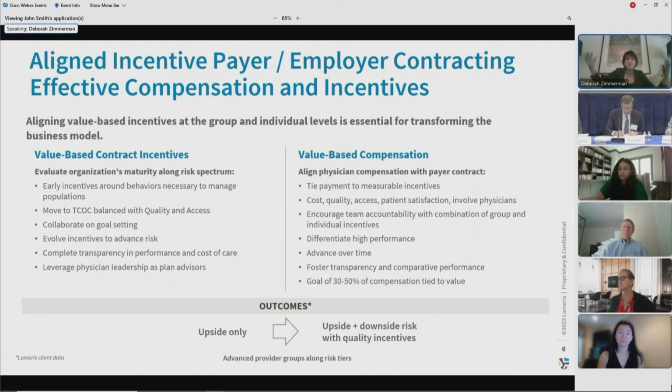So a mix of we're a group, we're sharing together on how we perform. That makes us accountable to each other, but also I've got to have some skin in the game as an individual physician, right? So we spend a lot of time talking about that with our groups. Next slide.